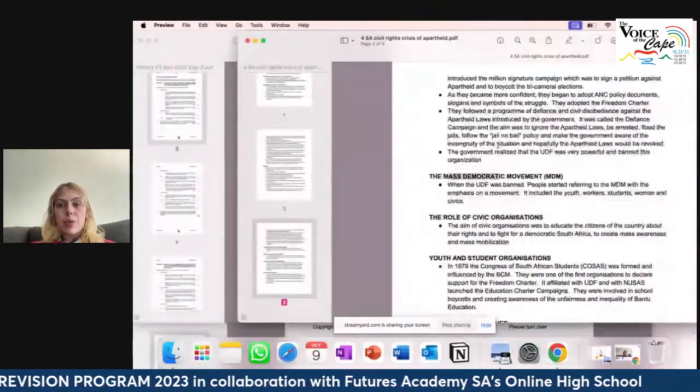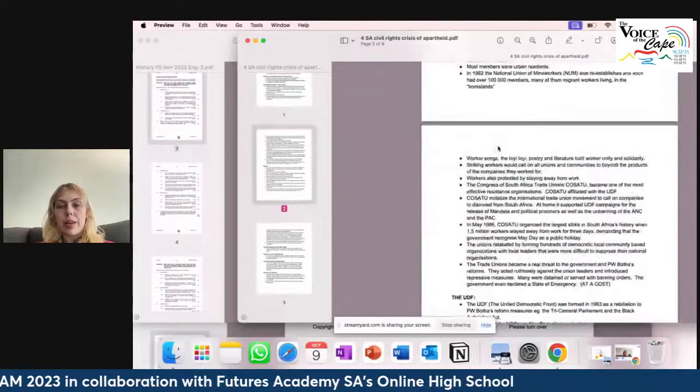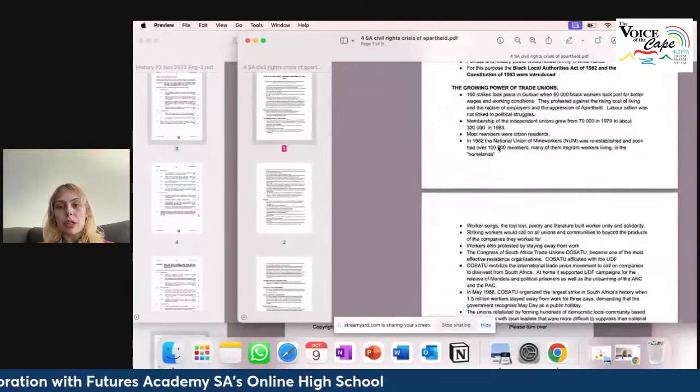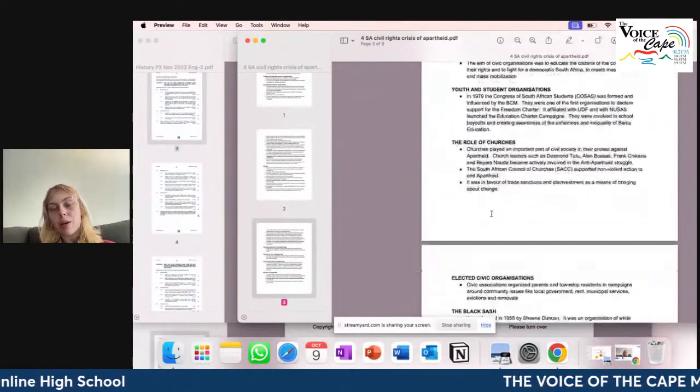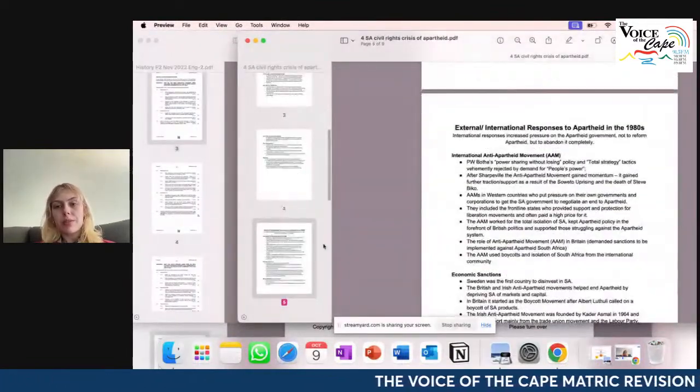So we'll keep this open here, where they speak about the growing power of trade unions, the United Democratic Front, the mass democratic movement, etc.